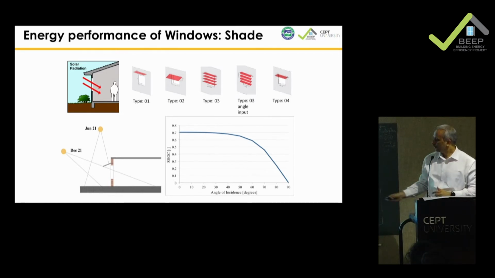So it reduces when you are closer to 0, and hence, when you start putting up various kinds of shades, you are actually cutting off your solar radiation, and you are getting a better solar heat gain coefficient, right?